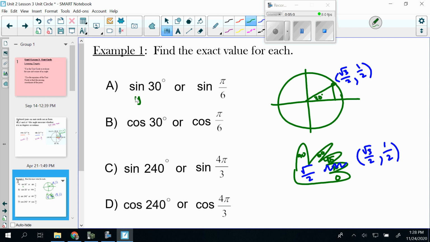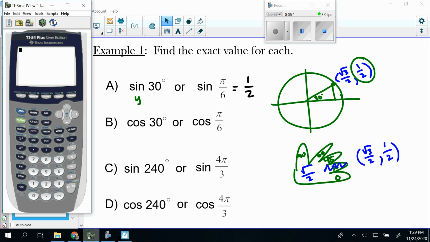If I want the sine value of 30, that would be my y value right here. So this should be equal to 1/2 because it's the y value. Let's go on the calculator just to double check that. So on your calculator, if you hit the mode button right here next to my second button on the top row, you have some choices of how you're going to enter in your angle, either radians or degrees. Your calculator is probably set on degrees right now because you haven't really used radians before.